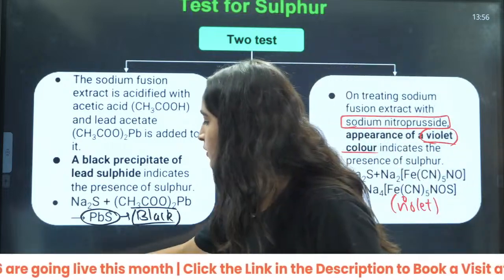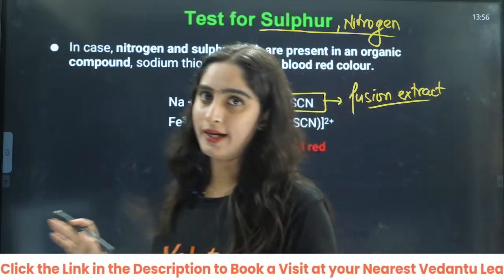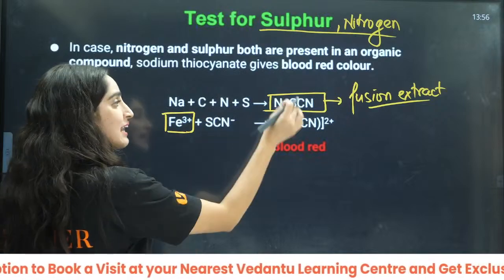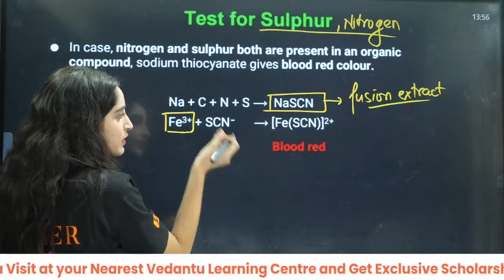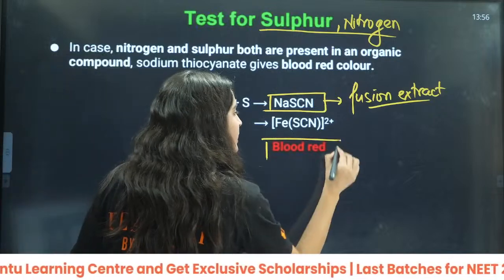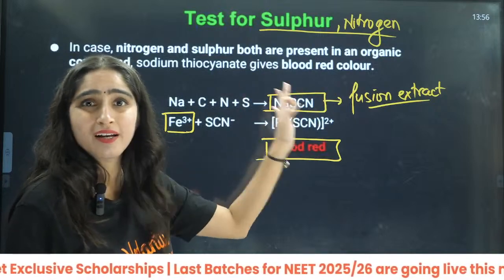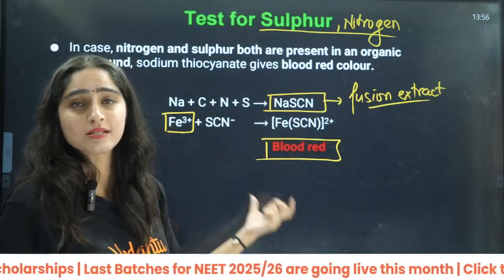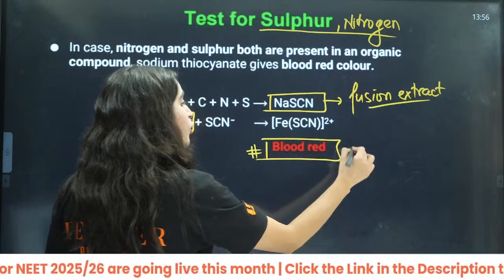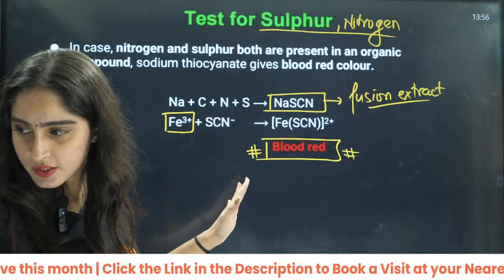Now, which test will you apply? You will apply this test. This is also a very important test. You will react this with Fe3+, and this SCN- will react with this Fe3+ and you will have a blood red precipitate. Fe(SCN)3, you will have a blood red precipitate of this compound, which is very, very important, right? Which color of precipitate is formed, right?